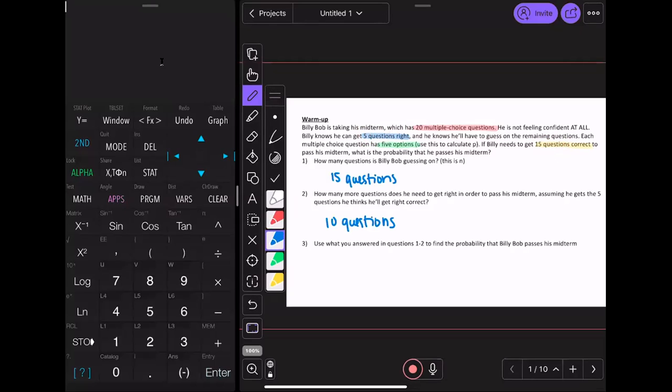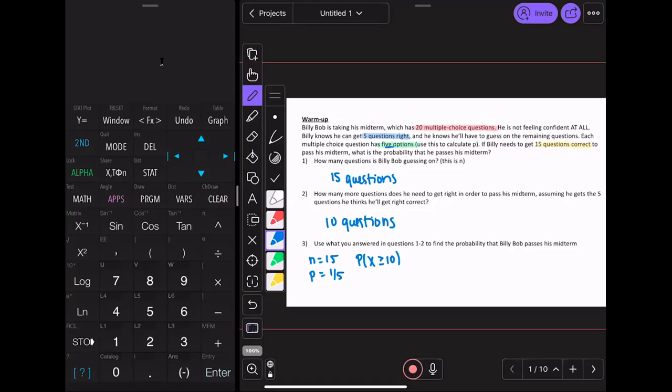So now we're going to use what we answered to find the probability that he passes the midterm. Okay, so we have n, that's 15, that's how many questions he's guessing on. We have p, because it's a multiple choice question and there are 5 options, so his probability of guessing right is 1/5. And then we're trying to find the probability that he gets 10 or more questions right, so X greater than or equal to 10.